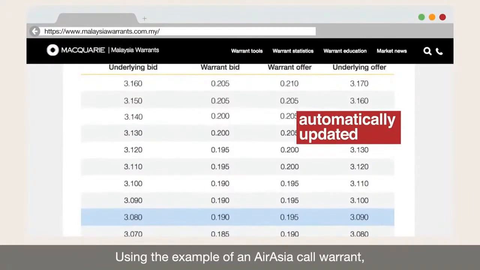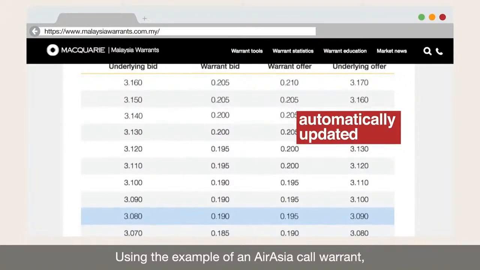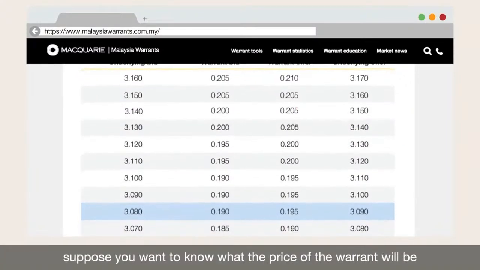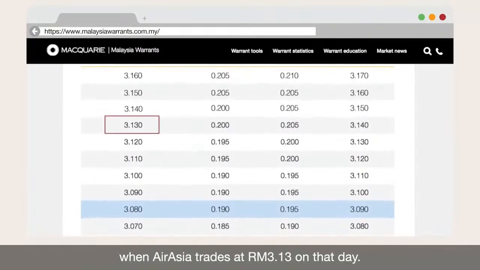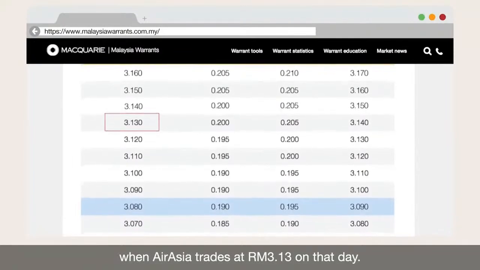Using the example of an AirAsia call warrant, suppose you want to know what the price of the warrant will be when AirAsia trades at 3.13 ringgit on that day.